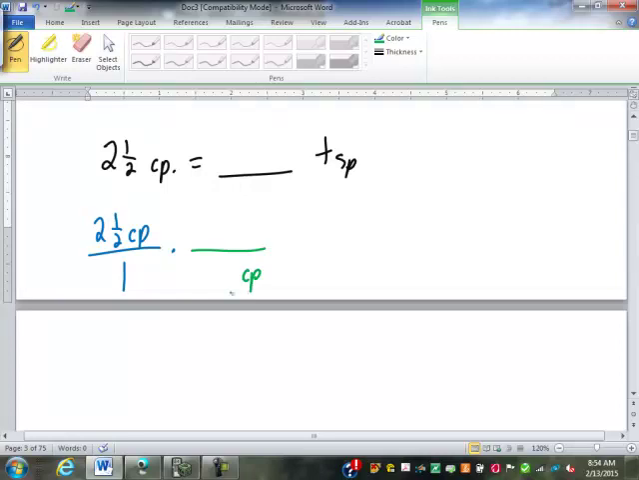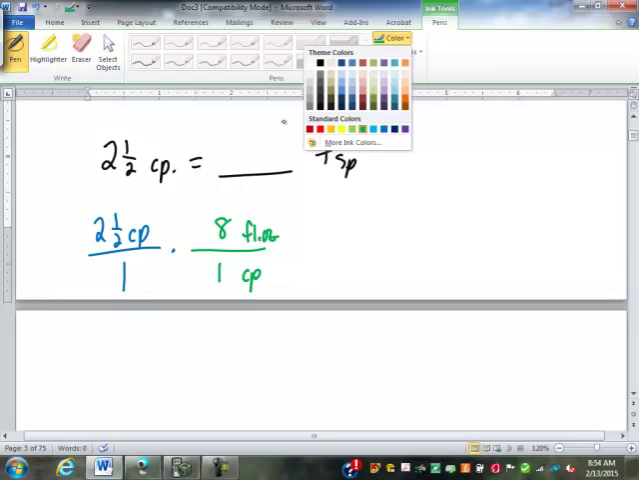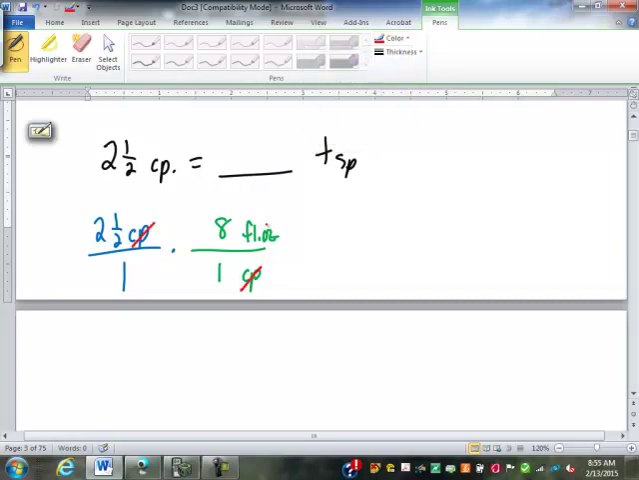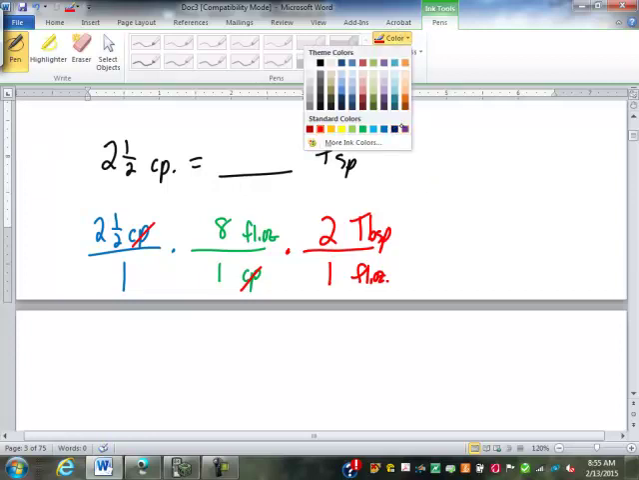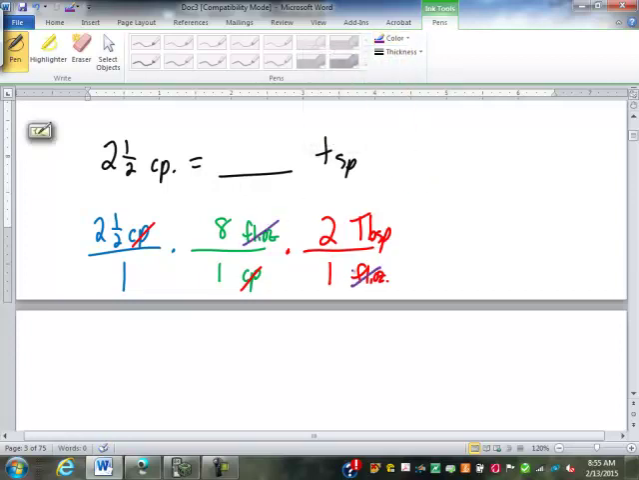We do have a conversion from cups to fluid ounces. 1 cup was 8 fluid ounces. What this does is it'll cancel out the cups, and now our units are going to be fluid ounces. But we have to keep going. So I'll put fluid ounces on bottom here. Again, we don't have a direct link from fluid ounces to teaspoons, but we can go to tablespoons. 1 fluid ounce is 2 tablespoons. So now again, we've canceled out the fluid ounces. They'll cross cancel out, and our units are now tablespoons.